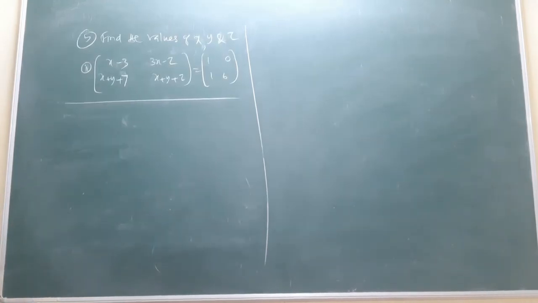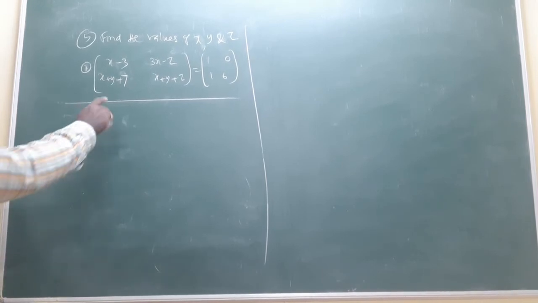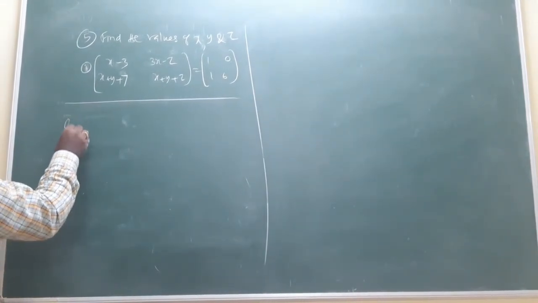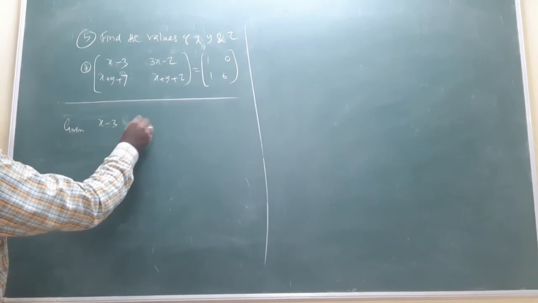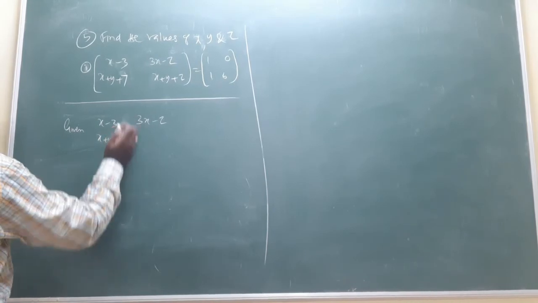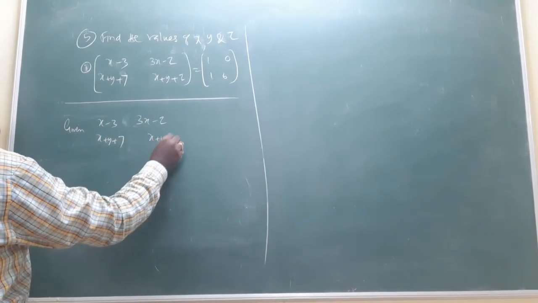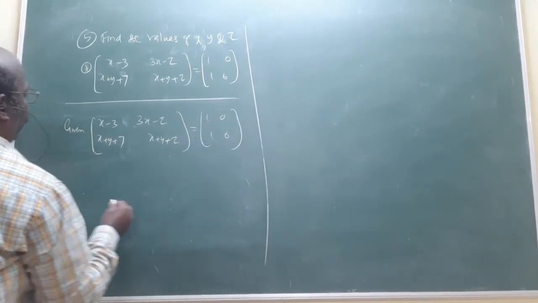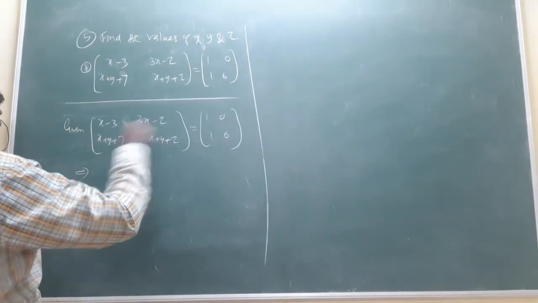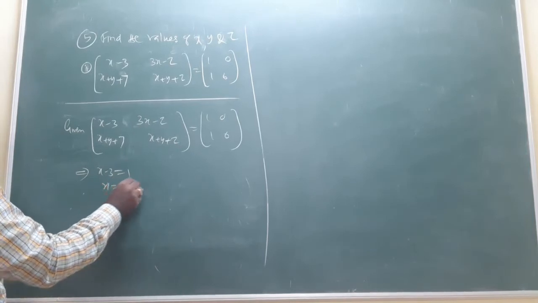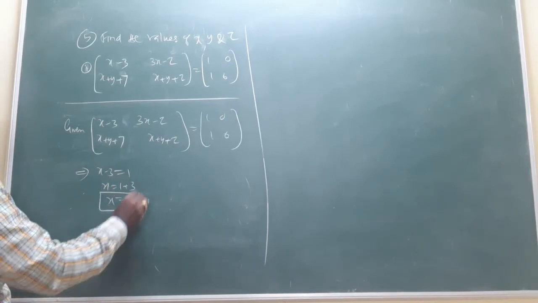Now fifth question, subdivision 1. Find the value of x, y and z. First subdivision: two matrices will be equal, what I told you. Given x minus 3, 3x minus z, x plus y plus z, 7 equals 1, 0, 16. Which implies the corresponding elements should be equal. x minus 3 equal to 1. x equal to 1 plus 3, that is 4. This is the first answer.